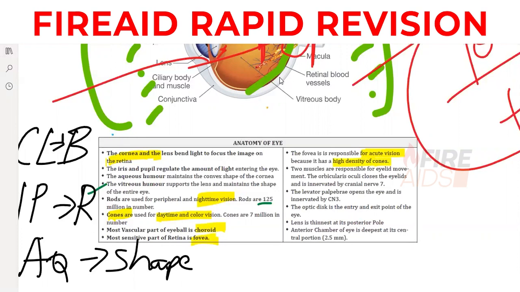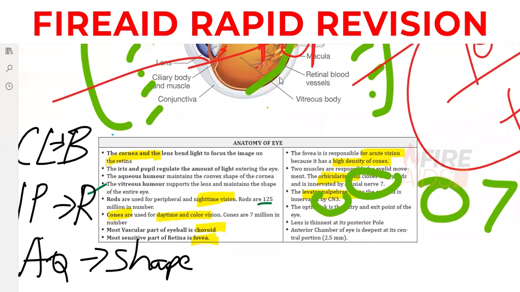The muscles responsible for eyelid movements are orbicularis oculi and levator palpebrae. Orbicularis oculi is supplied by cranial nerve 7, levator palpebrae by cranial nerve 3. So orbicularis is by 7, levator palpebrae is by 3: L3, O7. The lens is thinnest at its posterior pole, and the anterior chamber of the eye is deepest at its central portion.